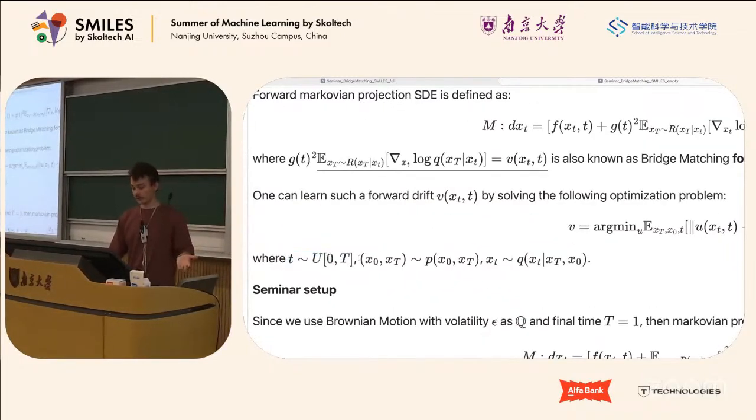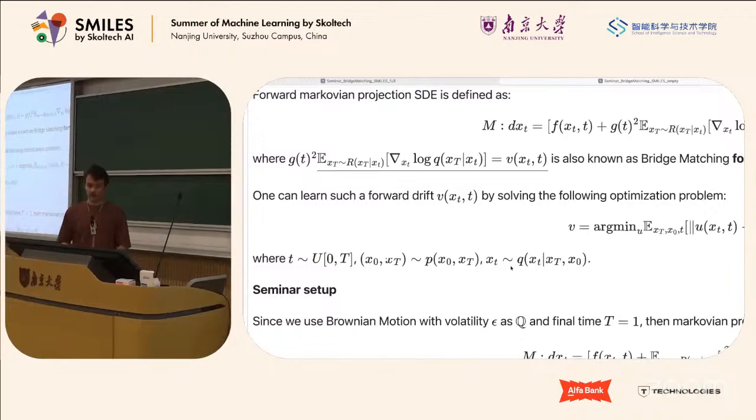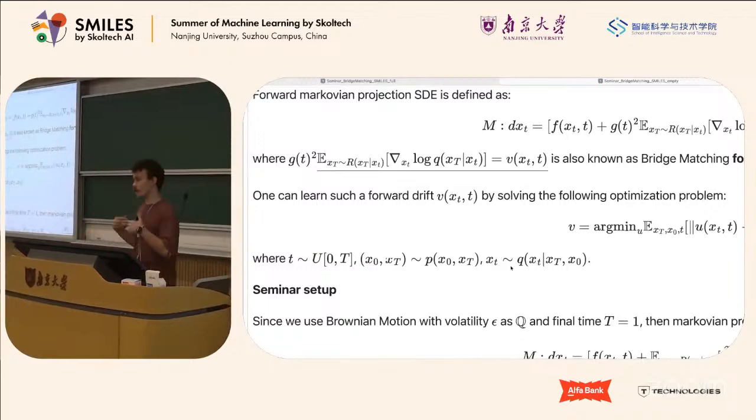We also have this time, and we also have this point sampled from the joint distribution, and we also have this intermediate point, which in the flow matching case was just a linear interpolation between 2 points. However, here it is a linear interpolation plus some noise on top.